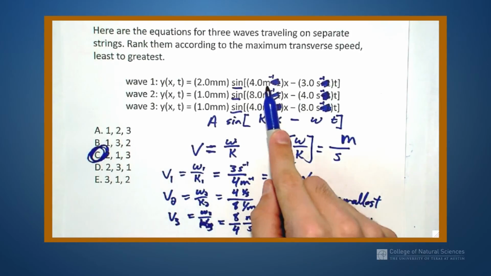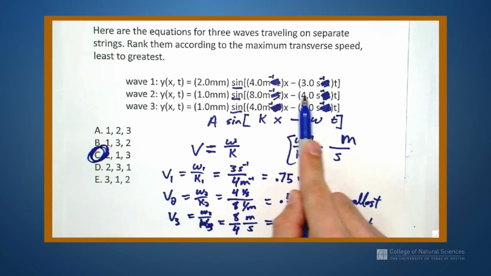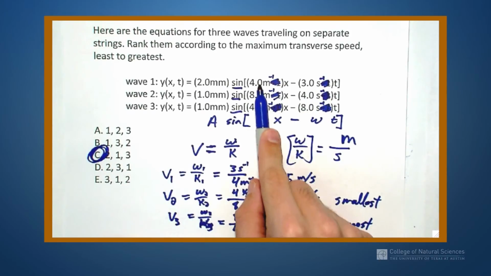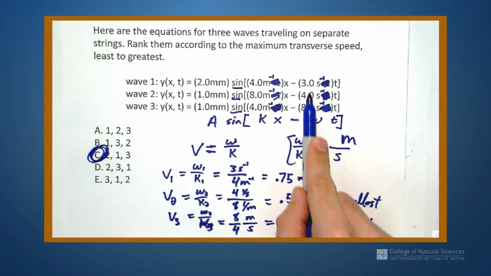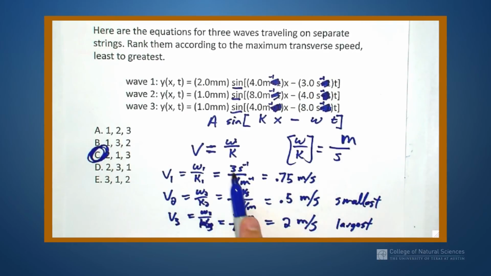So all I did is just look at each of my numbers here, each of my k's, because k's go with the x's, and my omegas that go with my times, and I just used the definition of velocity.